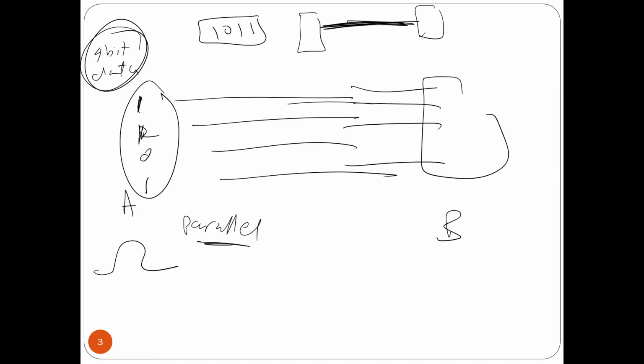What happens here, after 1 clock, this number has to come to here, and then here I'm going to get 1. Second clock, I'm going to get this one here and transmit 1. Next clock, I'm going to transmit 0. Next clock, I'm going to transmit 1. That means I need 4 clocks. Every clock I'm going to transmit only 1 bit.